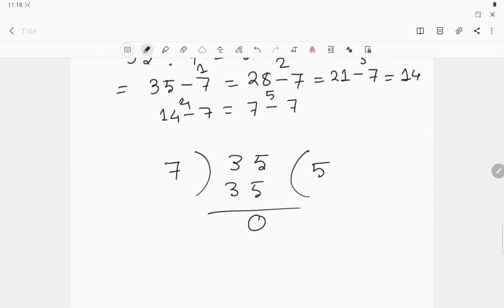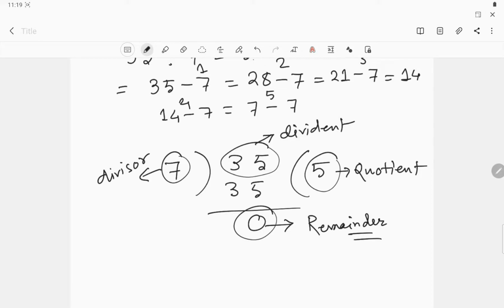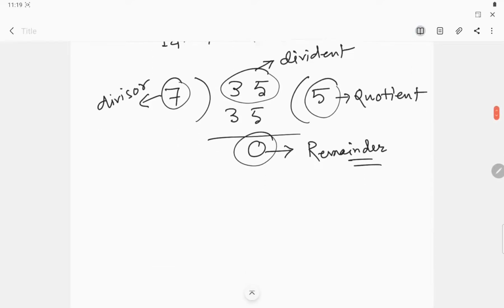So this is 0. Now you have to know this 5 is called the quotient. This 35 is called the dividend. This 7 is called the divisor, and this 0 is the remainder. That is the term left over. Okay, now you have to know about these terms.